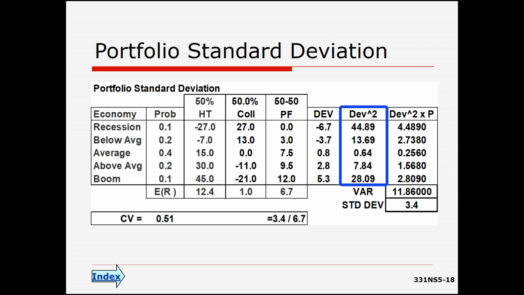Step 3, square the deviations. Step 4, multiply the squared deviations by the probability for each state of the economy. Step 5, sum the deviation squared times probability results. This is the variance of the portfolio returns. Take the square root of the variance to find the standard deviation, 3.4%.